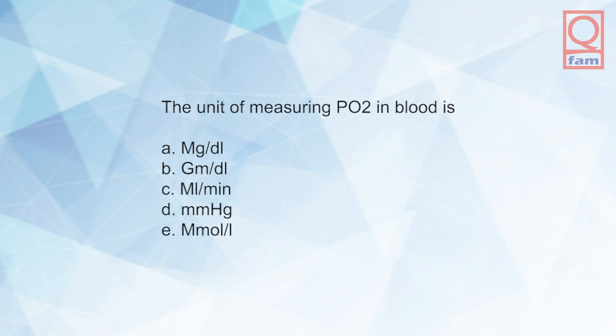The unit of measuring PO2 in blood is A. Megagram per deciliter. B. Gigameter per deciliter. C. Megaliter per minute. D. mmHg. E. mmol/L. The answer is D. mmHg.